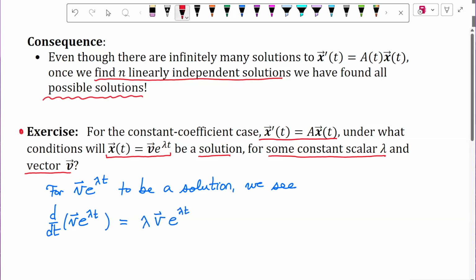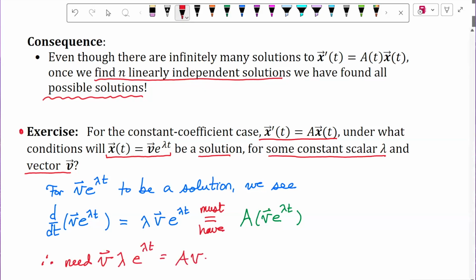Now, in order to be a solution, we must make sure that this equals A v e to the lambda t. For that to be the case, we're going to need v lambda e to the lambda t equal to A v e to the lambda t. We can, of course, cancel the e to the lambda t's because those will never be zero. And what does that imply? That means that lambda v has to equal Av.